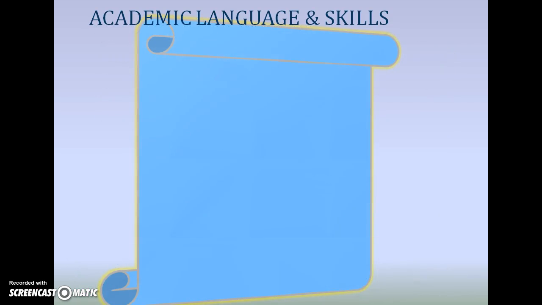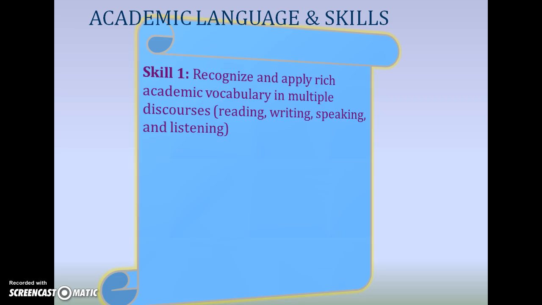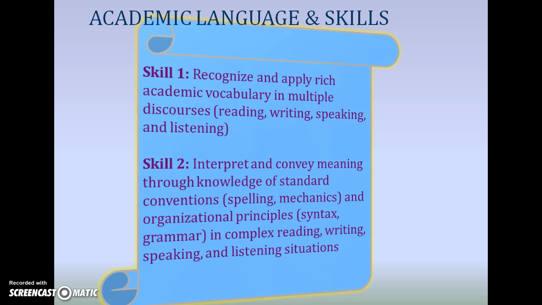Academic language and skills. Skill 1. Recognize and apply rich academic vocabulary in multiple discourses, reading, writing, speaking, and listening. Skill 2. Interpret and convey meaning through knowledge of standard conventions, spelling and mechanics, and organizational principles, syntax, grammar, in complex reading, writing, speaking, and listening situations.